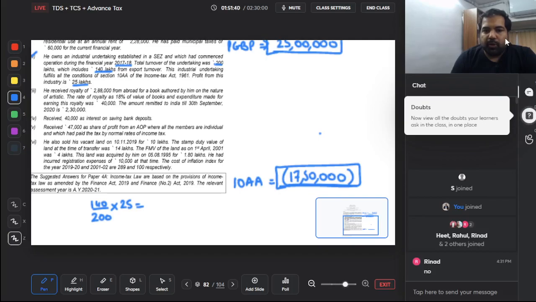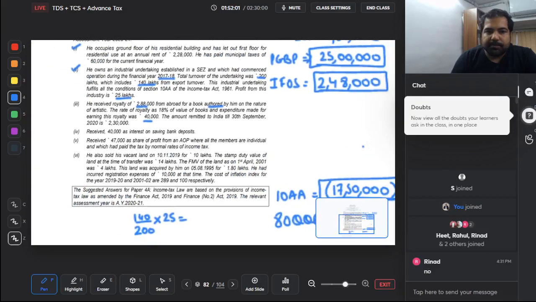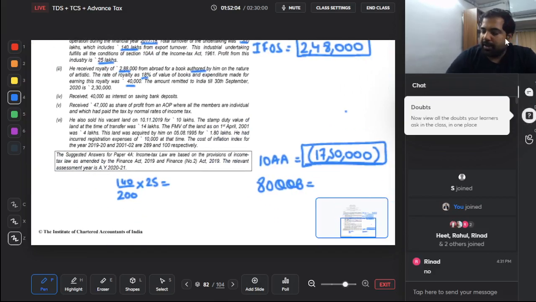He received royalty of 2,88,000. Royalty is basically IFOS, 2,88,000, and there's an expense of 40,000. So 2,48,000 is in his IFOS. Is this final? Yes. But if you receive some royalty as an author of a book, then you will get a deduction under 80QQB. But for that, we'll have to see the steps. This 2,88,000 is 18% more, so 2,88,000 divided by 118 into 100... sorry, 2,88,000 divided by 118 into 100 is 2,40,000.